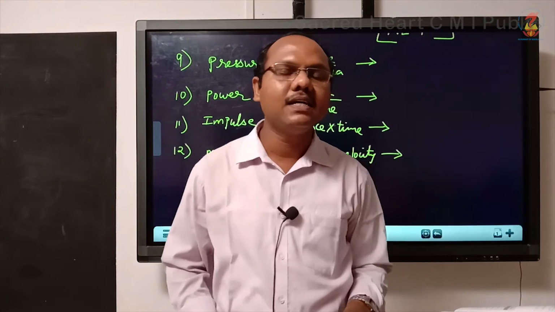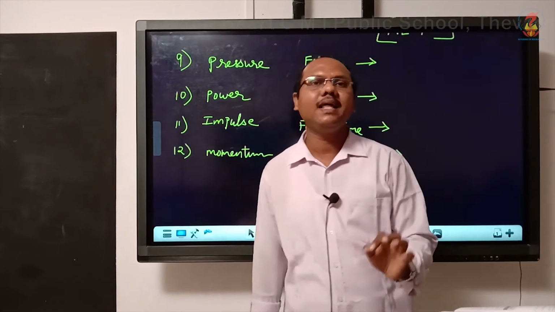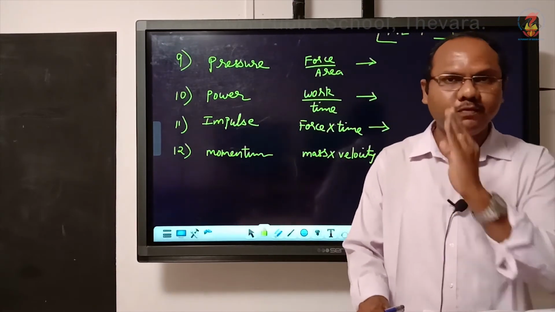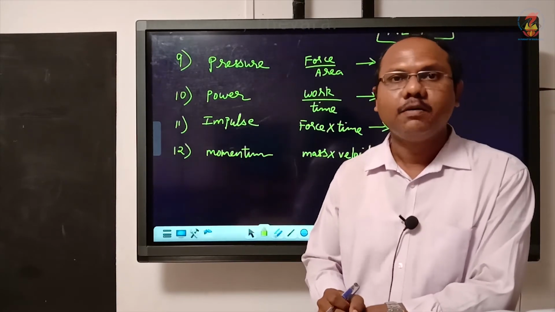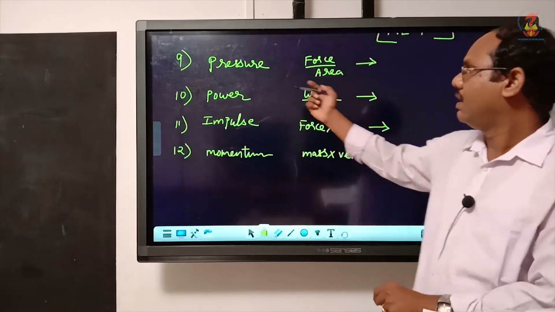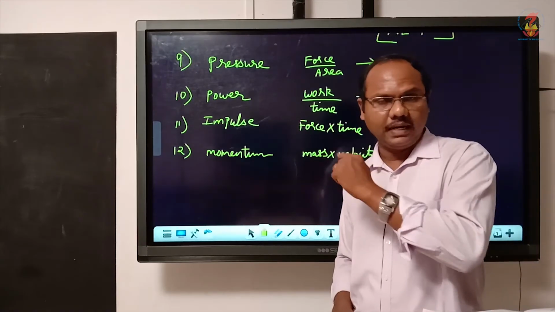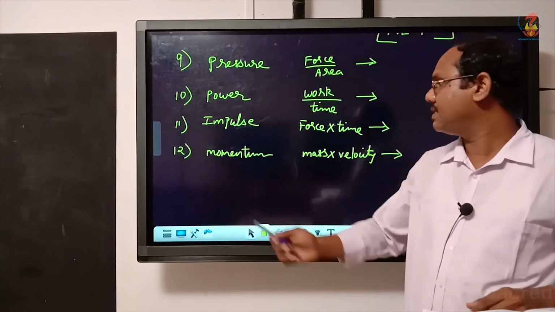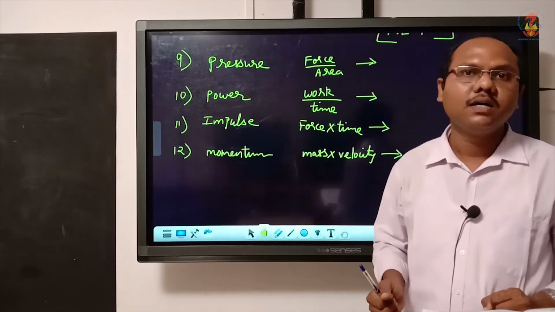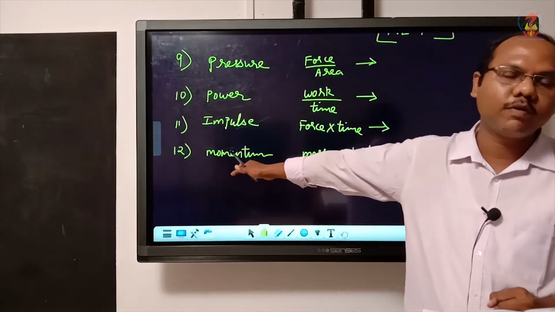So we have studied 12 dimensions. The final answer for these first 12 things, you have to study by heart. Because, look at the 10th question, power. The equation is work by time. Only if you know the dimension of work will you be able to find power. Similarly, momentum is mass into velocity. Only if you know the dimension of velocity can you find the dimension of momentum.